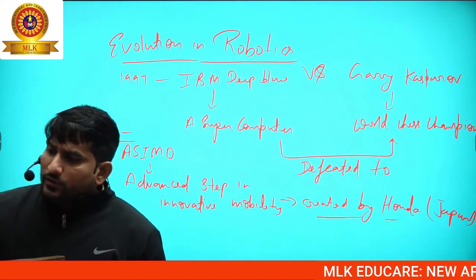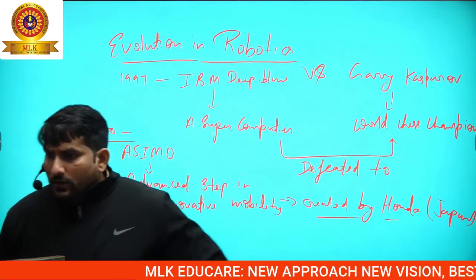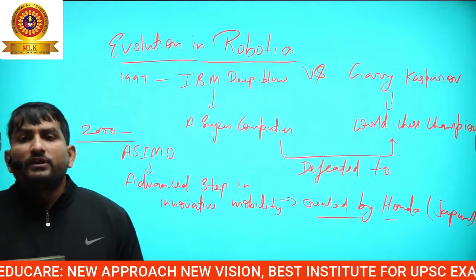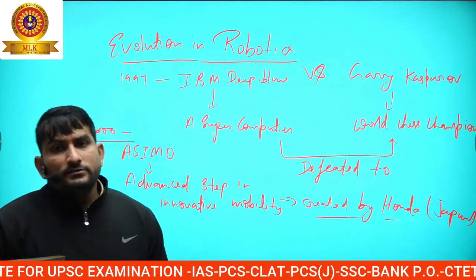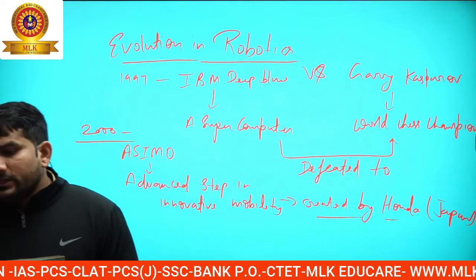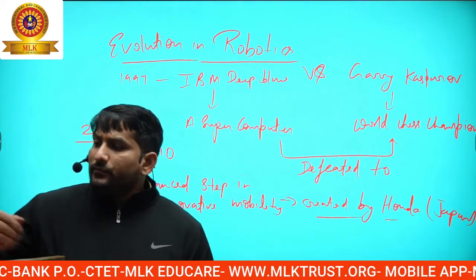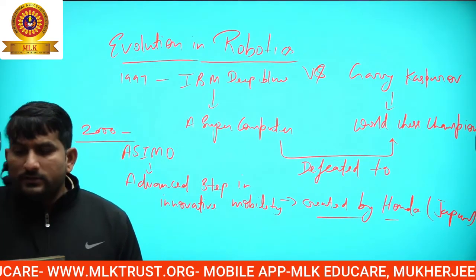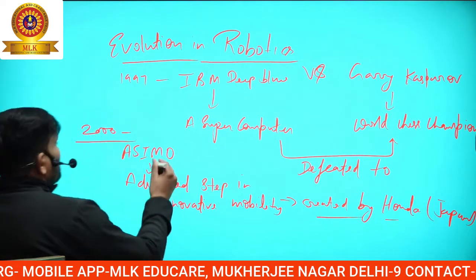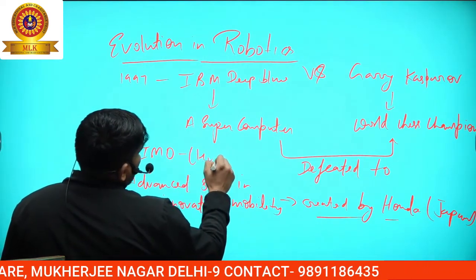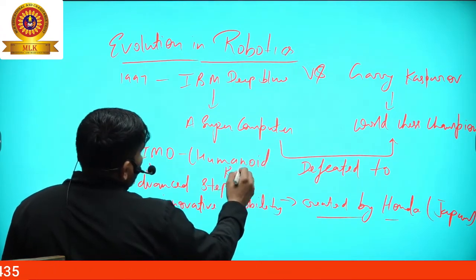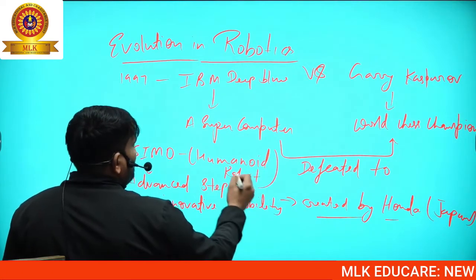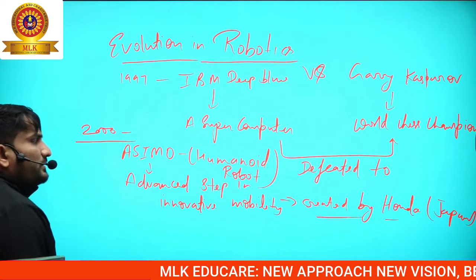Actually, Asimo has the ability to recognize moving objects, posture, gesture, its surrounding environment, sound and faces, which enables it to interact with human beings. So this Asimo is considered a type of humanoid robot. Humanoid robot. And it is currently not working, it is displayed in a museum.